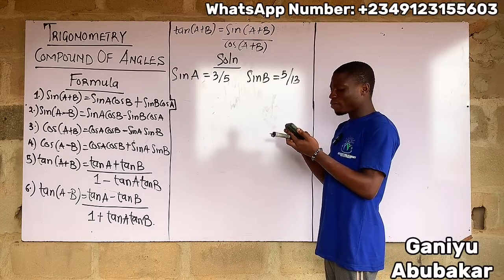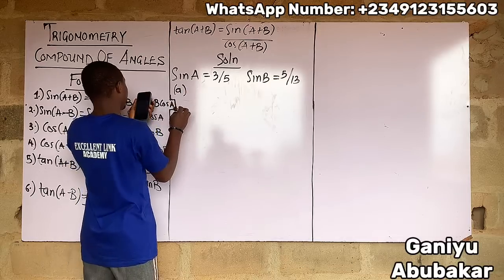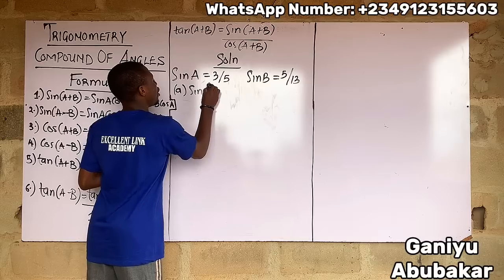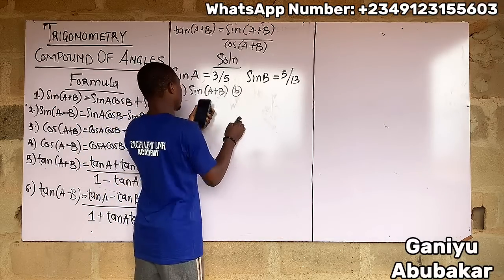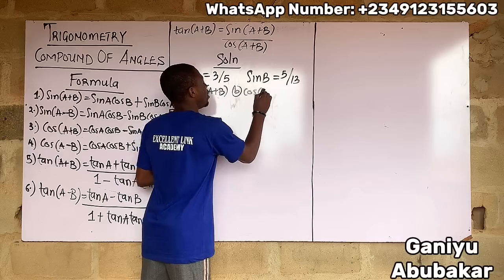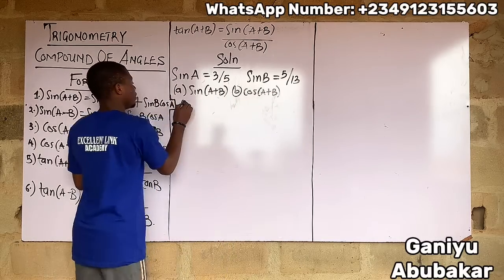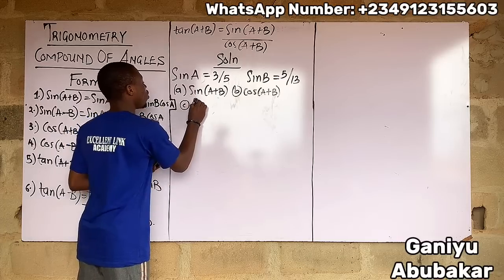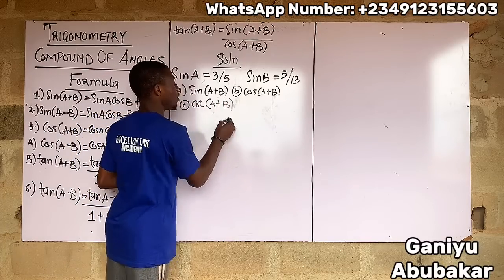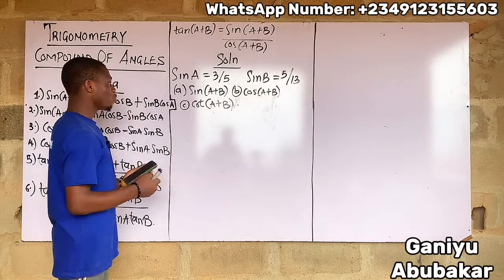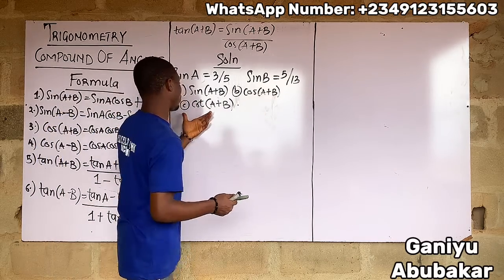So they said find without using a calculator. I'm looking for, A, sine of A plus B. Question B says cos of A plus B, while question C says cot of A plus B. This becomes what we're asked to do. So let's see how we can get sine of A plus B, cos of A plus B and cot of A plus B.